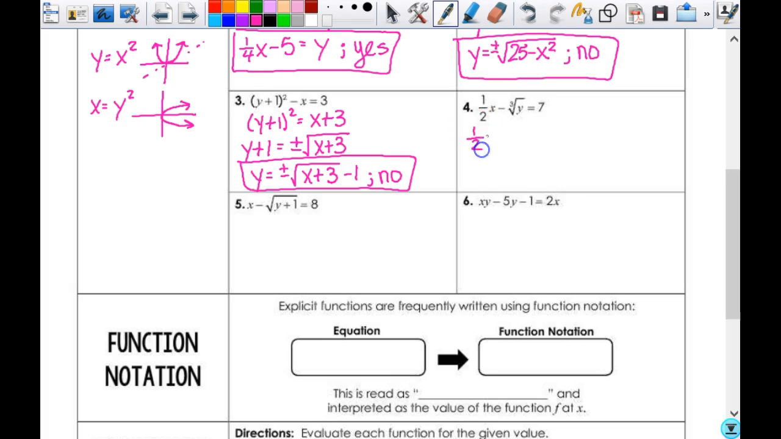So 1/2 x minus 7 equals the cube root of y. Trying to get y by itself, so what do I do? Cube both sides, so I get (1/2 x minus 7) cubed equals y. Did you graph cubics in Algebra 2? Yes, you did. So you should have an idea of what that looks like. Is it a function? Yes. The parent function of a cubic looks like this. Okay. So this is a yes.